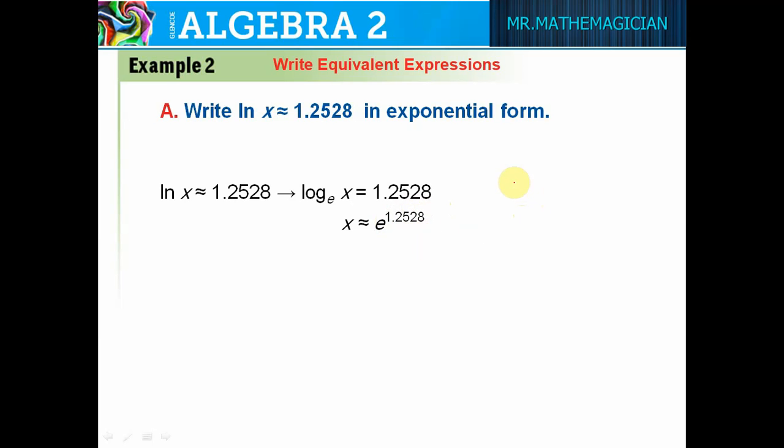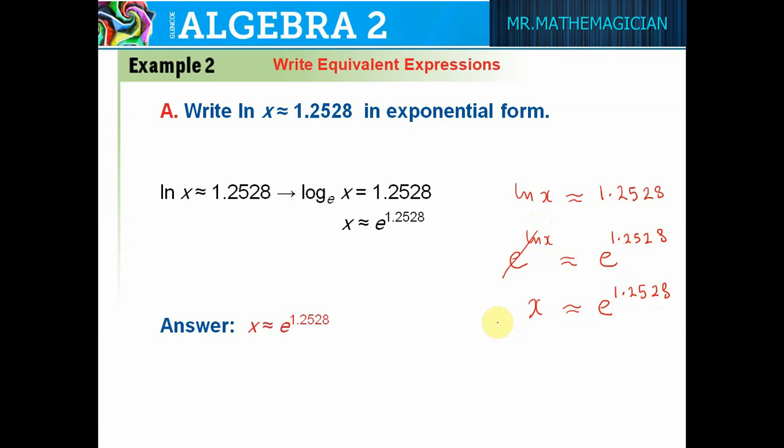Another method, this is ln x approximately equal to 1.2528. So I'll take base e for both. Base e for both means e to the power of ln x approximately equals e to the power of 1.2528. Now since we know that e and ln are inverse functions, they cancel each other and x remains. So x is approximately equal to e to the power of 1.2528. So this is the final answer.